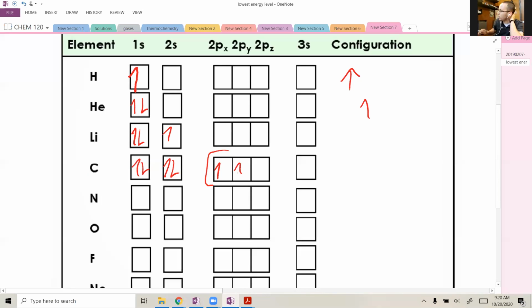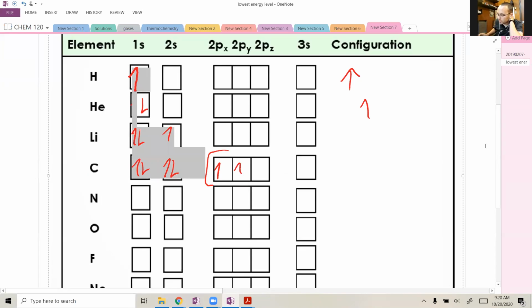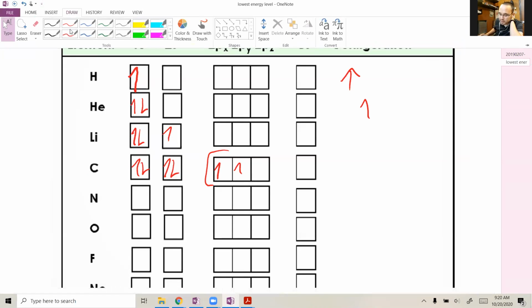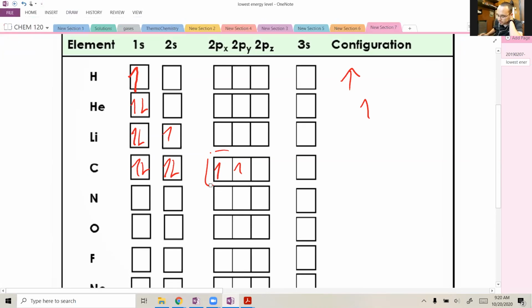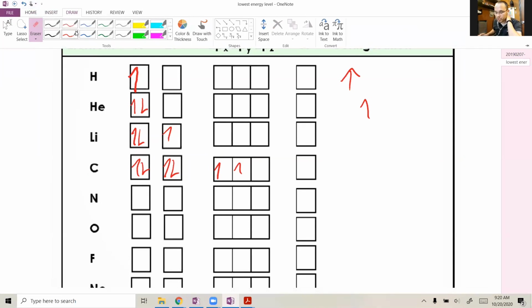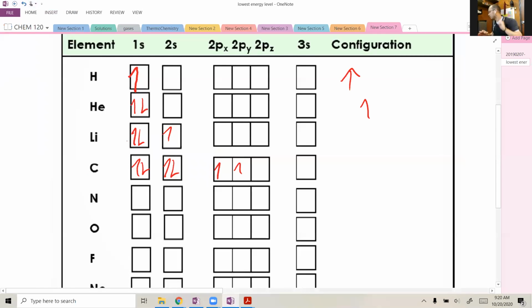And so these 2 electrons should have different m sub l values because they are going into different orbitals. One of them might be -1, the other one could be 0, but they will have different m sub l values. They won't match. Let's look at nitrogen. How many does nitrogen have? 7. Very good. So 1, 2, 3, 4, 5, 6, 7. And oxygen has how many electrons?